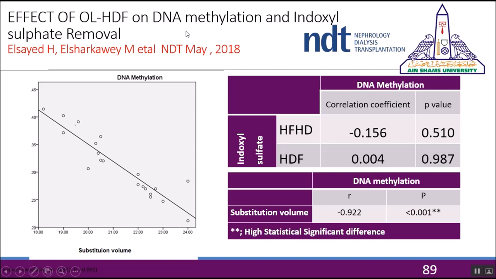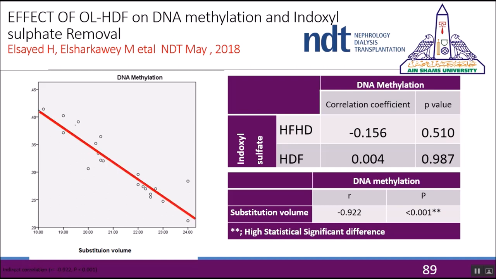DNA demethylation effect. So online HDF can improve the DNA methylation caused by uremic toxins, in particular the protein-bound ones, while indoxyl sulfate, one of the protein-bound uremic toxins, could not be removed effectively by online HDF. So HDF can improve the DNA methylation, while the protein-bound uremic toxins still could not be removed efficiently.